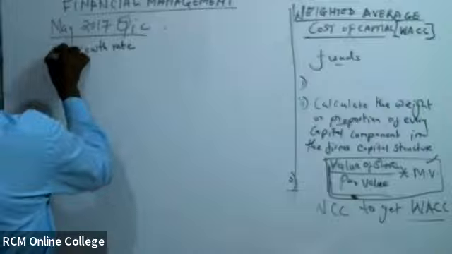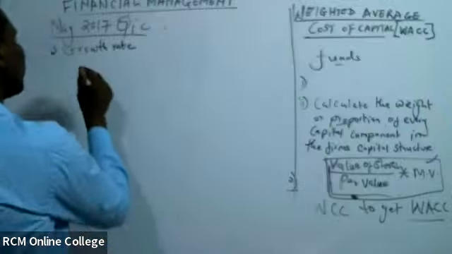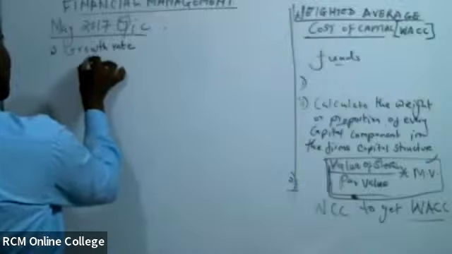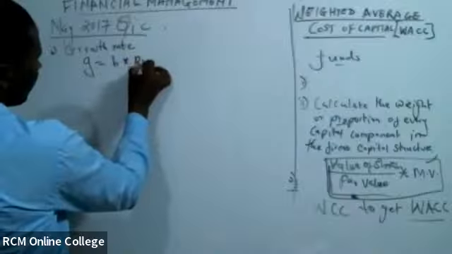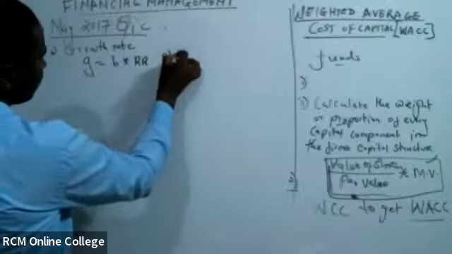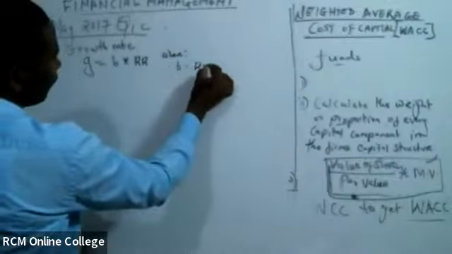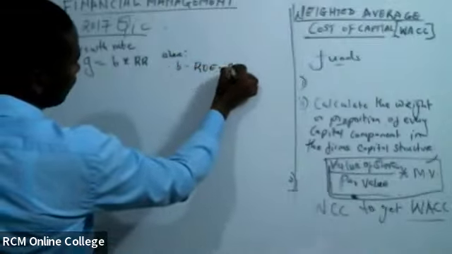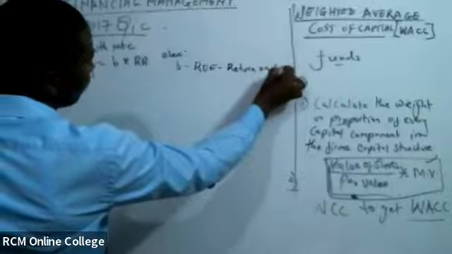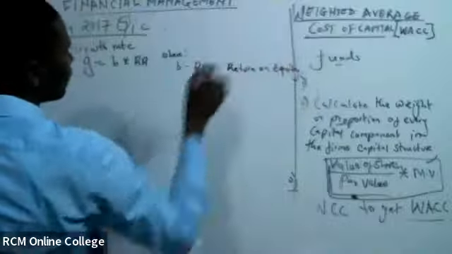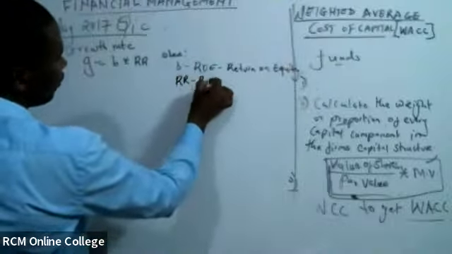This is Roman number 1. So class, for us to use the Gordon model to compute the growth rate, we need to appreciate the fact that growth can be given by b times r, where b stands for ROE. ROE is the return on what? Return on equity. And our r is the retention ratio.